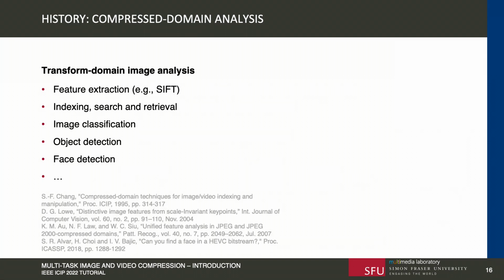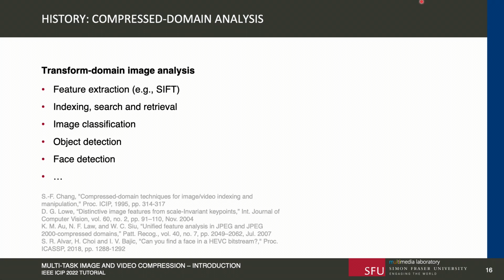So transform domain image analysis is a very rich area of research. In fact, one could argue that the whole of traditional computer vision is a part of this area because most handcrafted features are a result of some kind of transform. For example, the very popular SIFT features are a result of the scale invariant feature transform. And because of that, the number of tasks that have been considered within this area is huge. These include indexing, search, retrieval, classification, object detection, face detection, and so on. Most of the standard computer vision tasks.